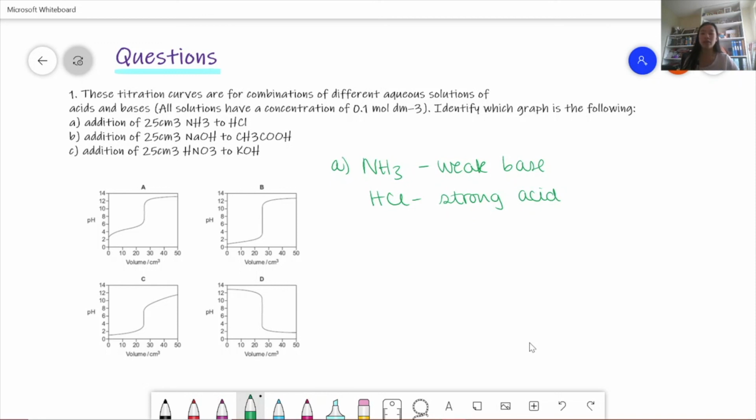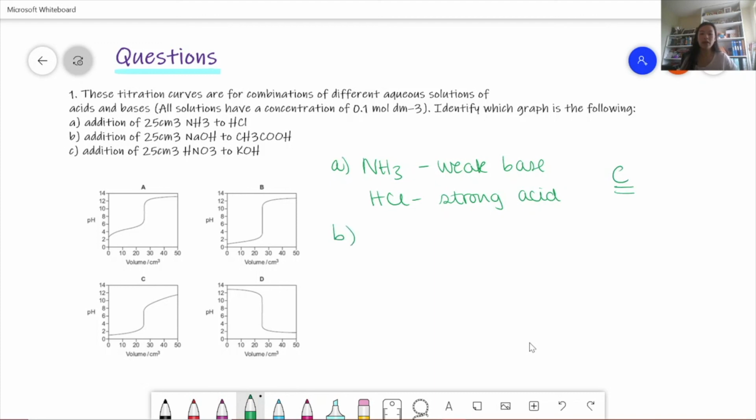And so what we expect with this graph is that it should start off at quite a low pH, because we start off with the HCl before the NH3 is added. So we should have a very low pH to start off with. So right away we can rule out D, and then we can rule out A as well. So it's between B and C. Now we look at NH3. NH3 is a weak base, and that means that the ending of the curve should not be very high, because the pH of a weak base will be closer to 7 compared to 14. And so it must be C.